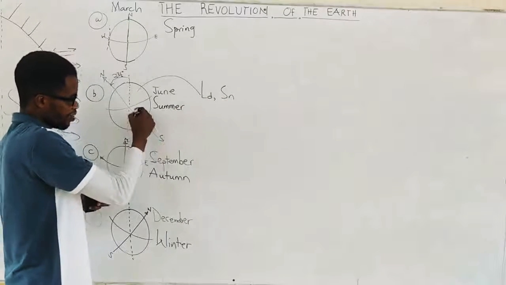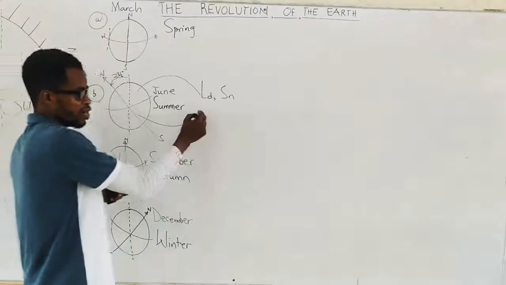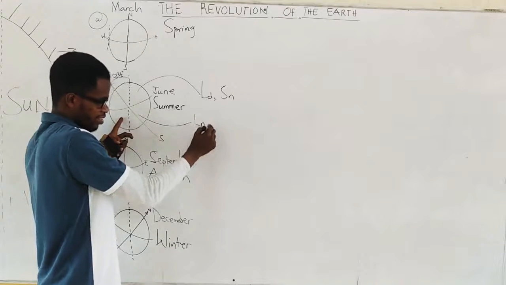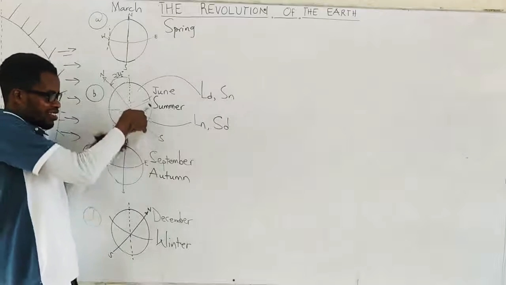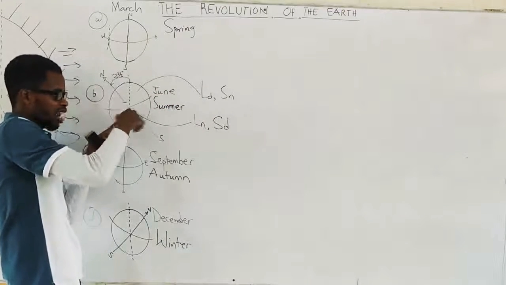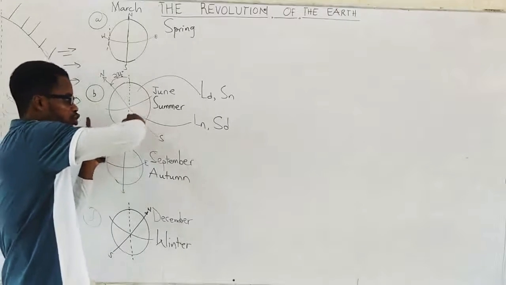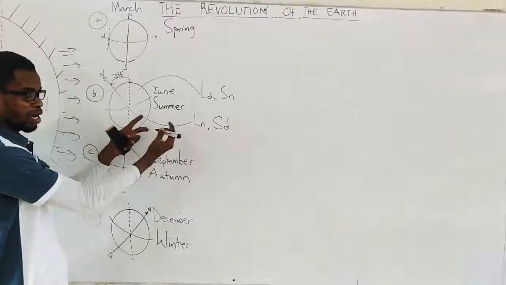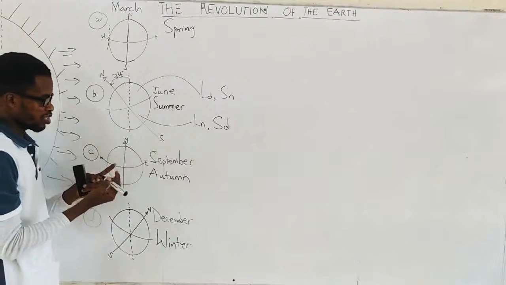Then areas in the southern hemisphere, that is below the equator, will experience longer nights, shorter days. Why? Because the South Pole is tilted further away from the sun. And what is happening is that it is running short of the amount of sunlight being thrown on the surface of the globe. That is what is happening over there.